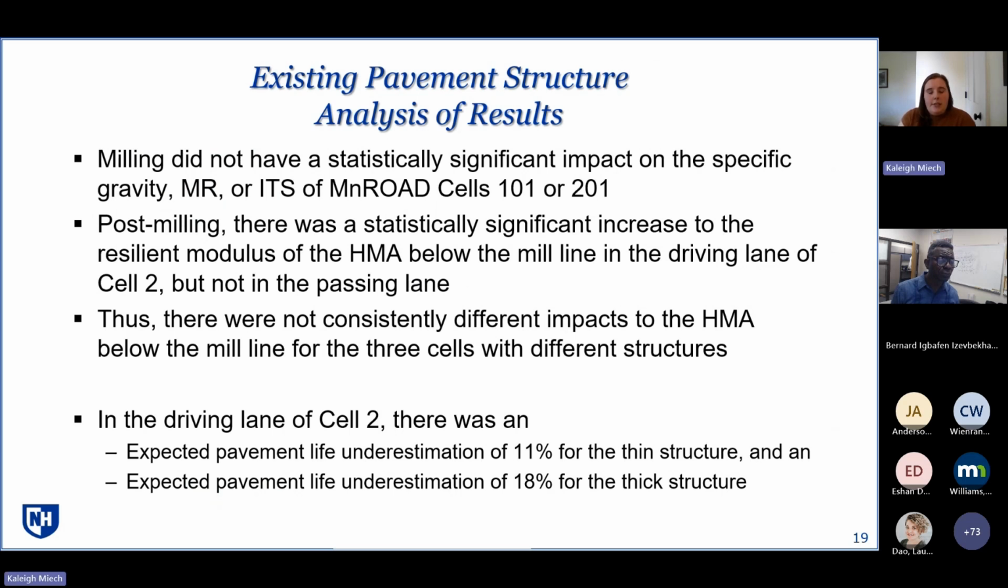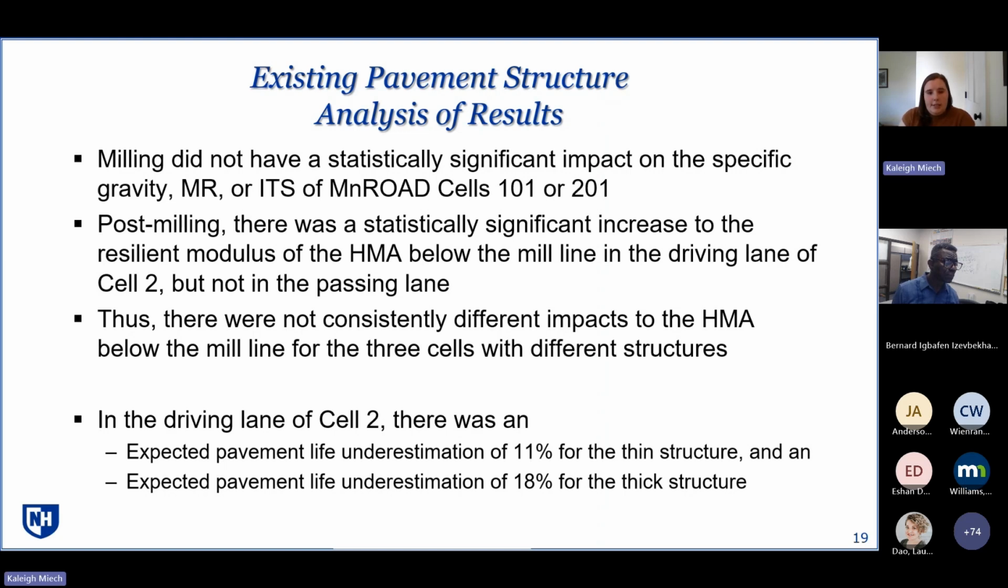When we did the statistical analysis of these results, we found that milling did not have a statistically significant impact on the specific gravity, resilient modulus, or indirect tensile strength in cells 101 or 201. We did find that post-milling, there was a statistically significant increase to the resilient modulus of the HMA directly below the mill line in the driving lane of cell 2, but not in the passing lane. Thus, there were not consistent significant differences or impacts to the HMA below the mill line for the three cells with the different structures.